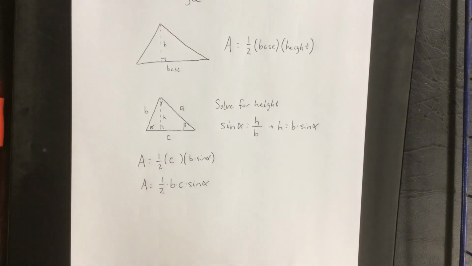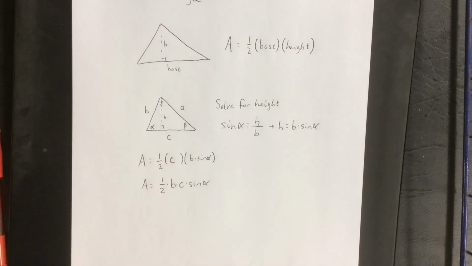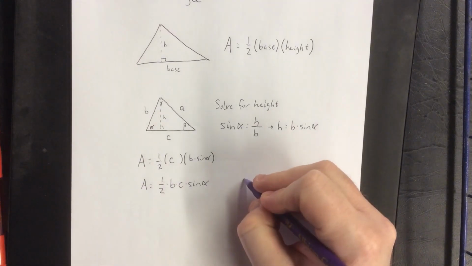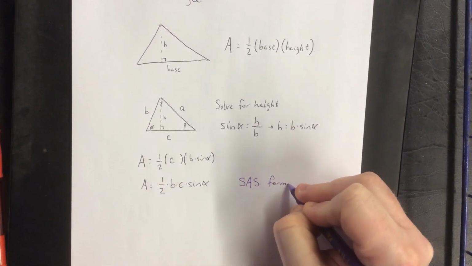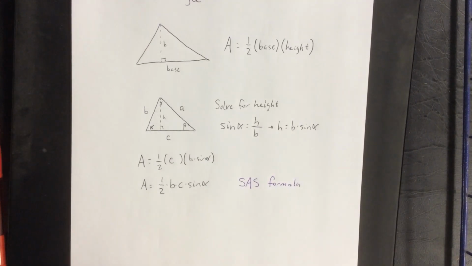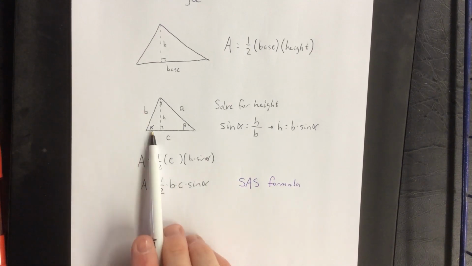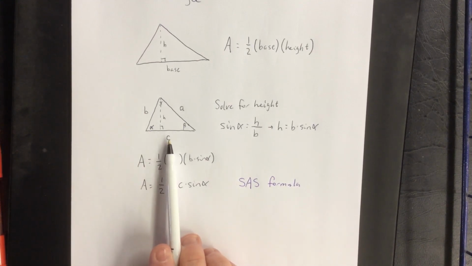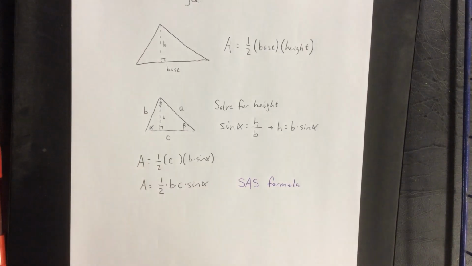This is one of three different area formulas that are referred to as the side angle side formula. The side angle side formula is so named because the three things that create this area formula would all be aspects of a side angle side triangle, put in that order.